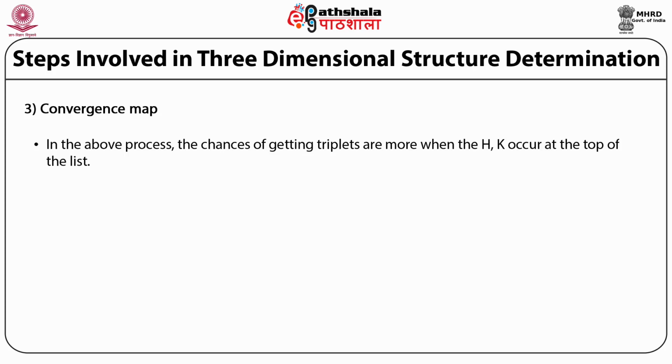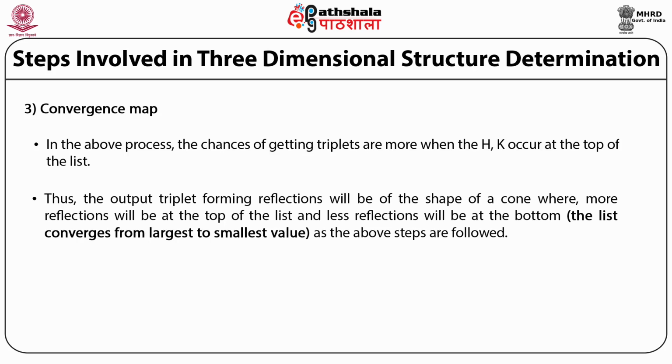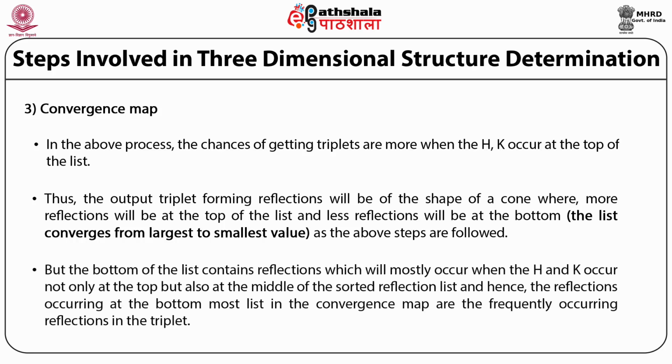of the list. Thus, when you look into the output of the triplet forming reflections, this will be the shape of a cone, where more triplets will be found at the top of the list and fewer reflections will be found at the bottom, because the list is converging from largest to smallest value as the above steps are followed. But if you look at the bottom of the list, they contain reflections which will mostly occur when the H and K occur not only at the top but also at the middle of the sorted reflection list.